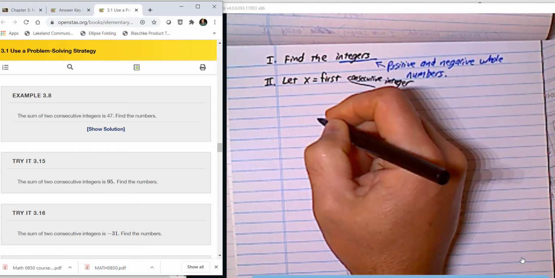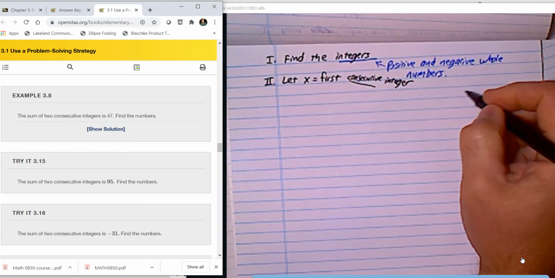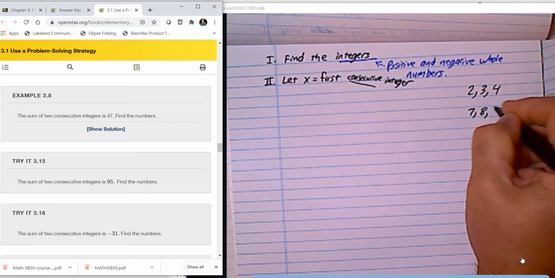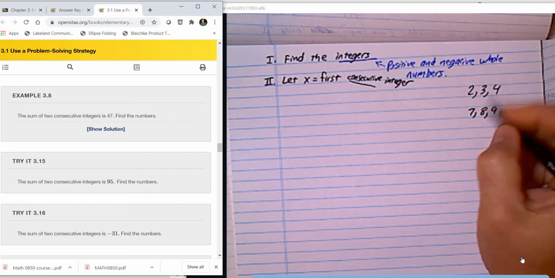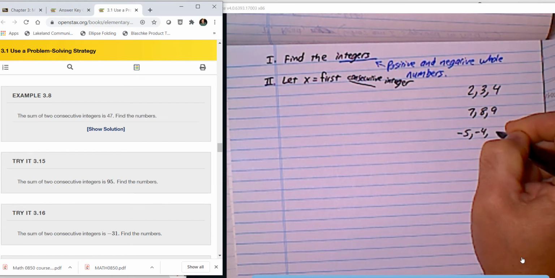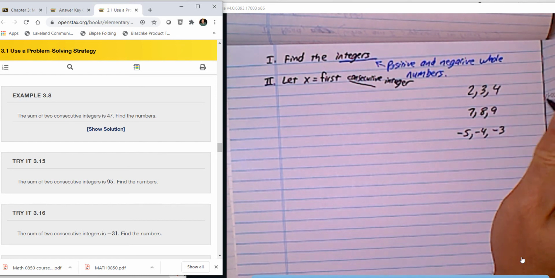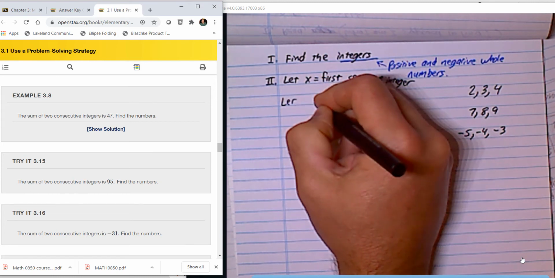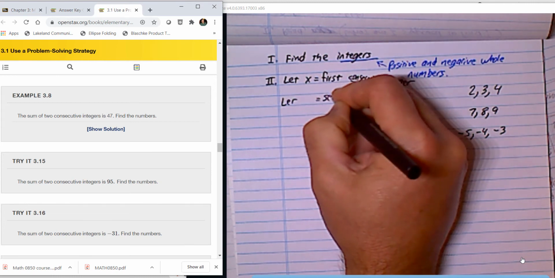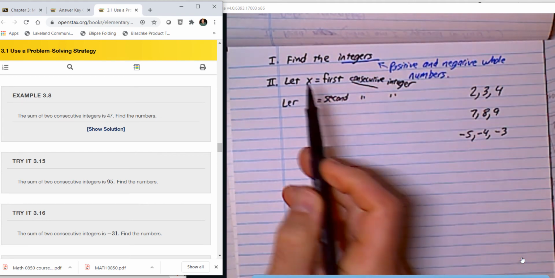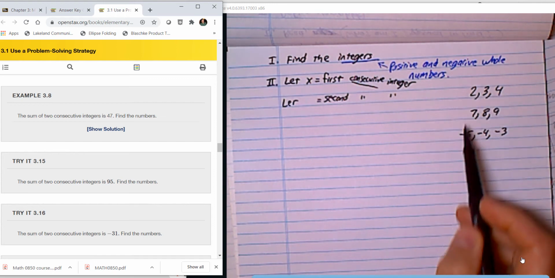That's really the key. So 2, 3, and 4, that would be 3 consecutive integers. 7, 8, 9. They have to follow each other. If you have negatives, which we may, -5, -4, -3. These are sets of 3 consecutive integers. So I'm going to let blank equal the second consecutive integer. And I guess the question is, if x is the first one, how would you represent the second one?